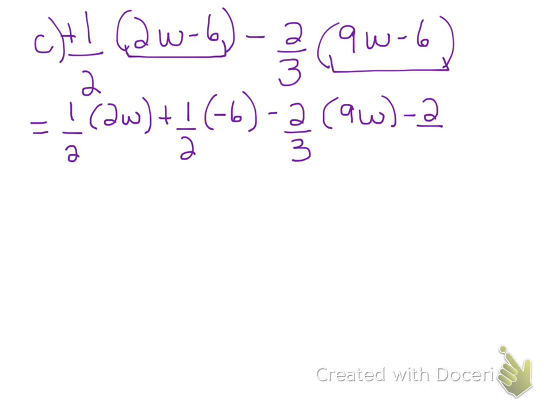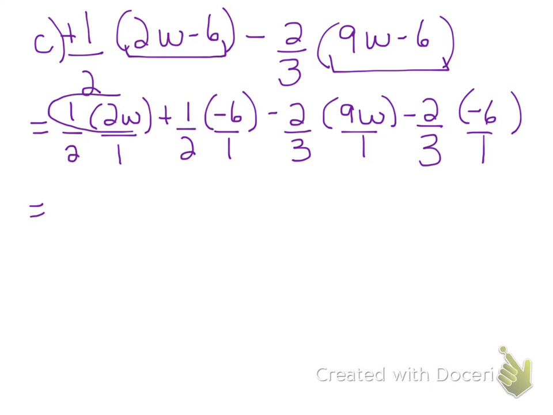And then we're going to distribute negative 2 over 3 to negative 6. To multiply fractions, no big problem. Multiply the tops, then multiply the bottoms. I would like you to put your fraction over 1. Anytime there's no fraction, create one, because to multiply fractions, you want both to be fractions. So multiplying the tops, 1 times 2w is just 2w, and then 2 times 1 is 2.